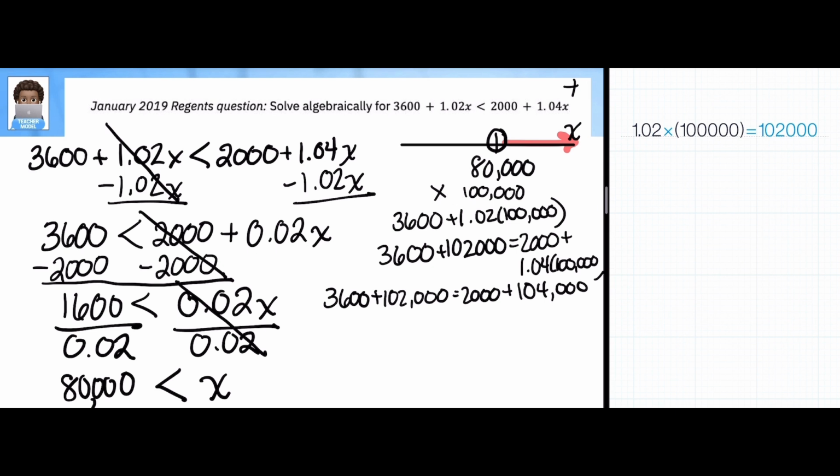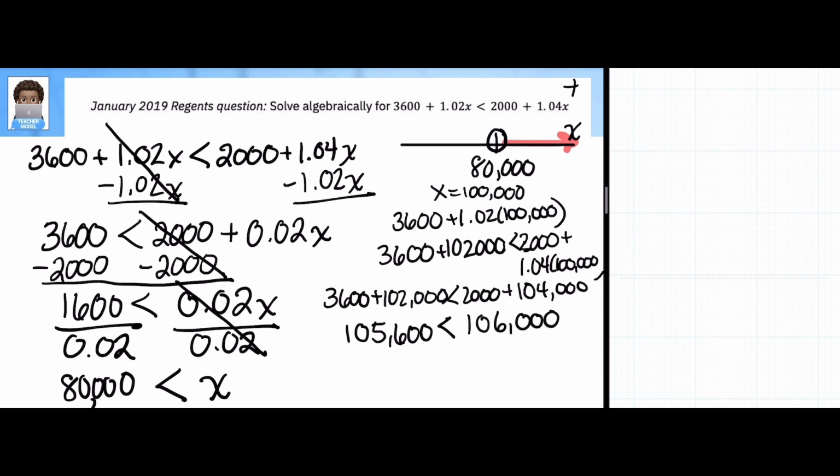Okay, now one thing that I'm noticing that I just want to correct, I was using equal signs because I wanted x to be equal to 100,000, and I started writing an equal sign here. So let's fix that. We know this is less than. Okay, so let's add on the other side. We have 102,000 plus 3,600, so that's 105,600 is less than 106,000. And this is a true statement.